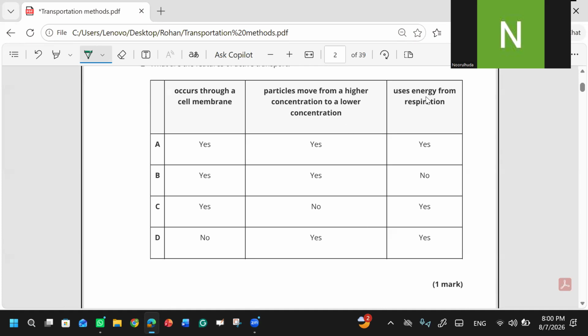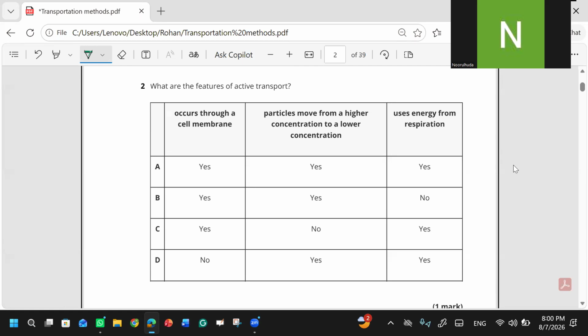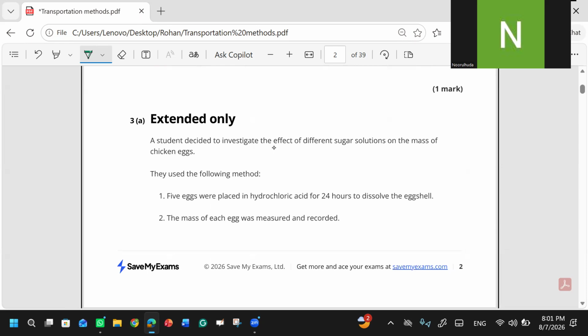Uses energy from respiration. And what is cellular respiration? Cellular respiration is when cells regrow. No, respiration means how cells get energy from glucose. You remember we have done that, glucose is broken down, then we get ATP, right? Okay, this is correct. C is correct.